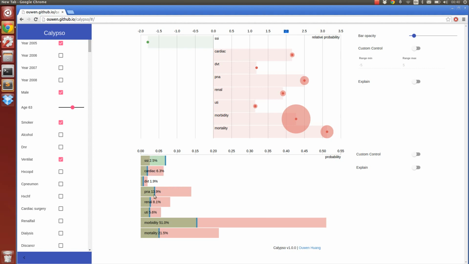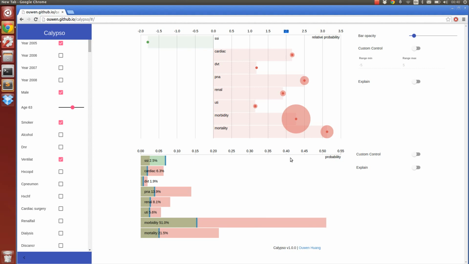Down here, this is a bar chart displaying similar information. The blue line represents the average, so the average patient has this amount of risk, and the total bar length is this current patient's risk.